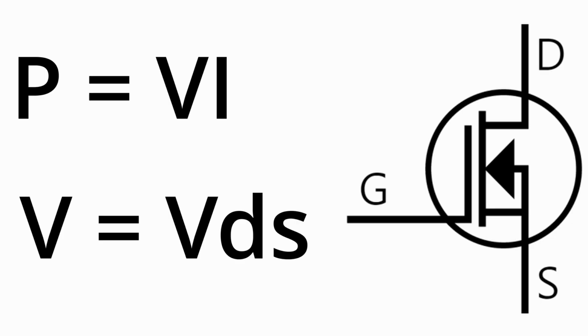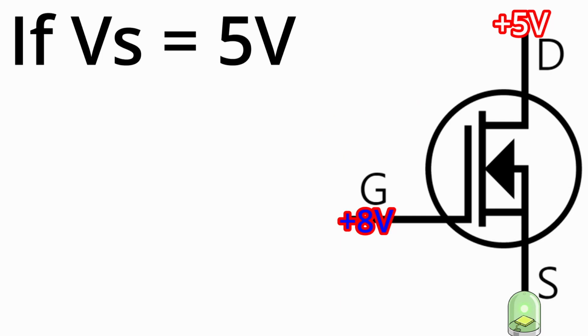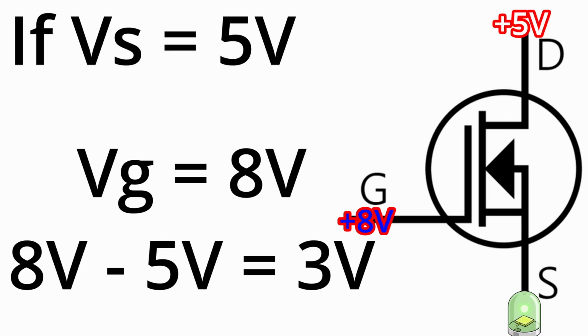It is acting more like a resistor. This method is called the source follower configuration. To get a full 5 voltage output, the gate would need a minimum voltage of 8 volt. What is the solution to prevent this phenomenon?